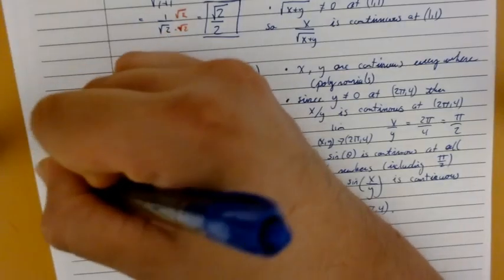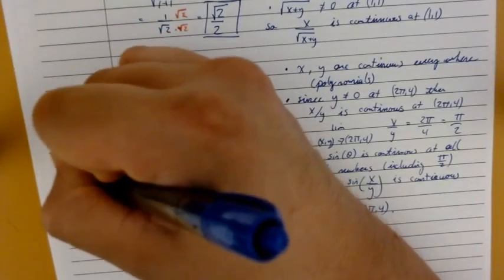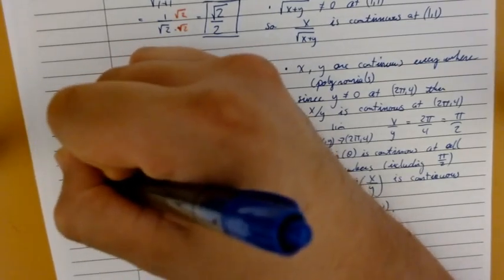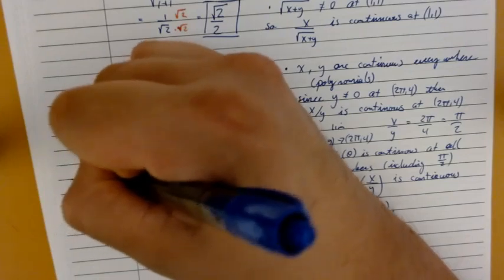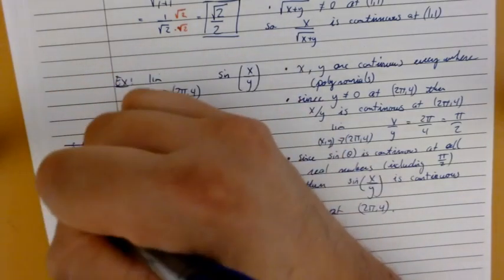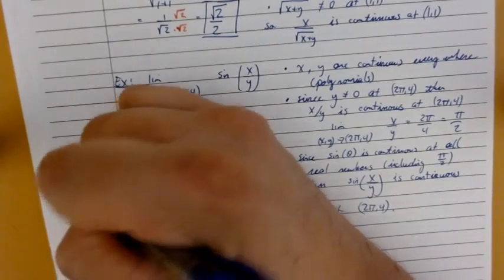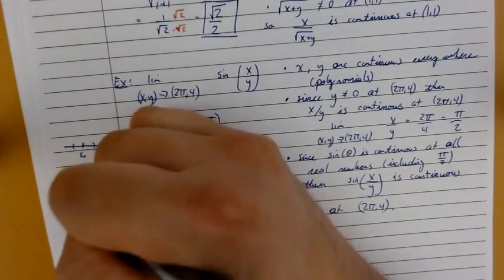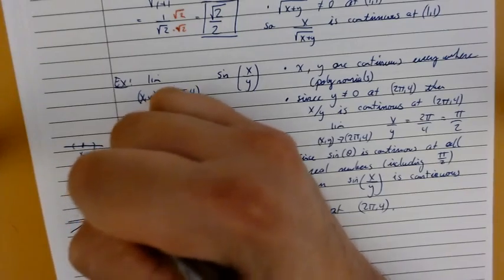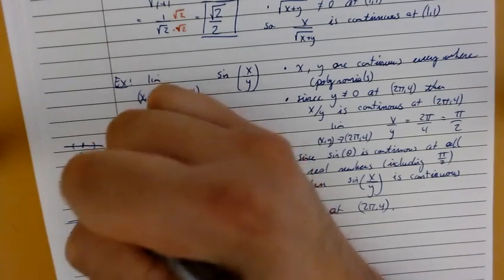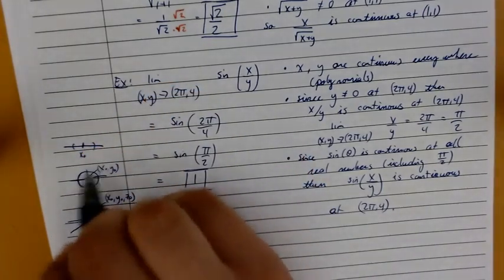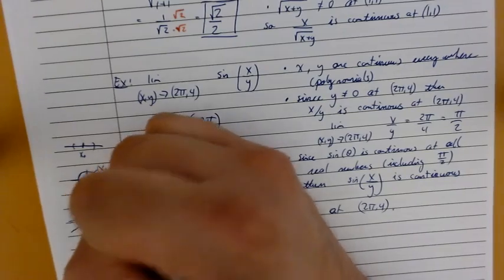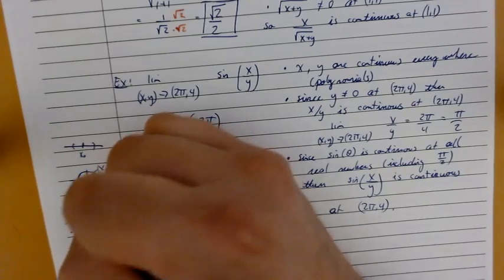On the plane, you have an open neighborhood, an open disk around your point x naught comma y naught. If you wanted to extend this into R3, into space, then you would have a point x naught comma y naught comma z naught, and instead of having an interval or a circle, you would have an open sphere around that point.